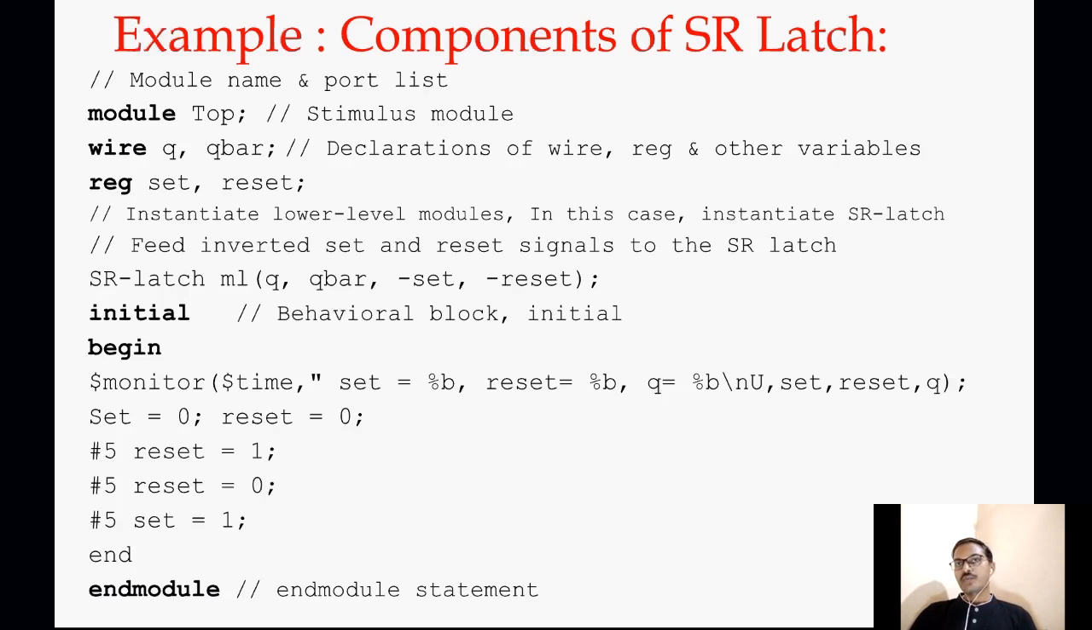Now next, set equals 0, so we have assigned 0 to the set. Then reset equals 0, we have assigned the reset as 0. Now #5 means after 5 simulation time units, after 5 clock pulses, the reset will become 1. Again next #5, reset equals 0, after 10 clock cycles. Then #5 means after 15 clock cycles, set becomes 1. Then end, and end module.